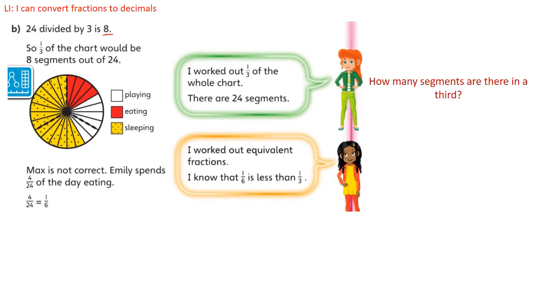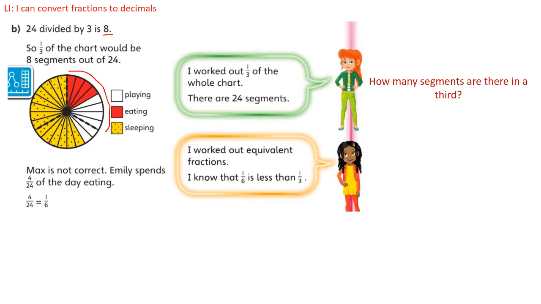So if she was eating for 1/3 of the day, she would need to be eating for 8 hours. So that would be all the way round here. So actually he's wrong, isn't he? Max is wrong. We could have done it the other way.